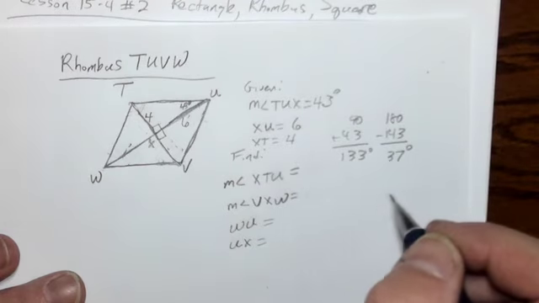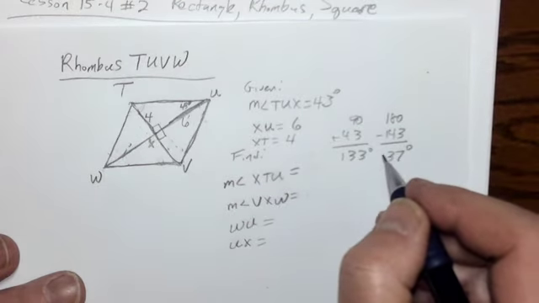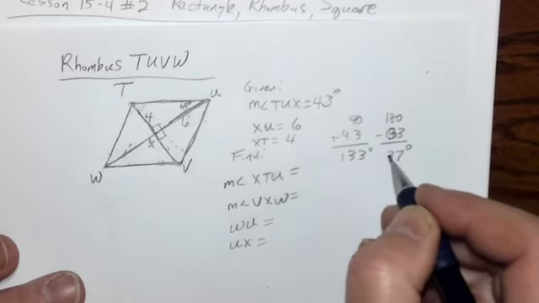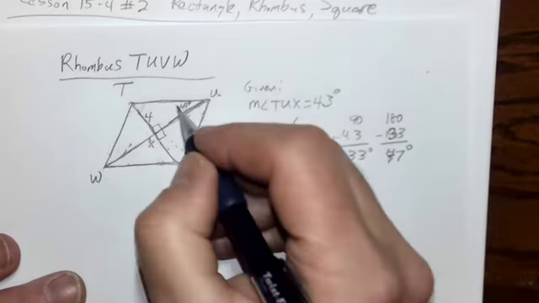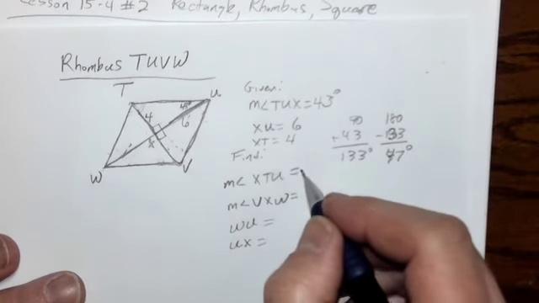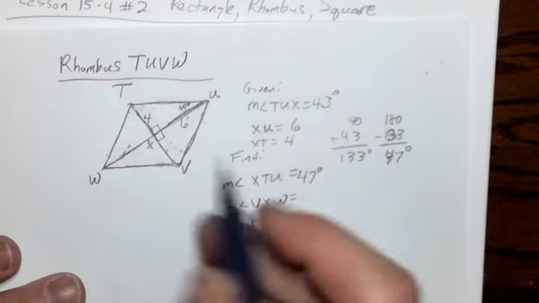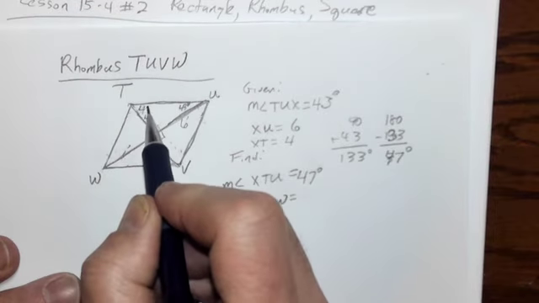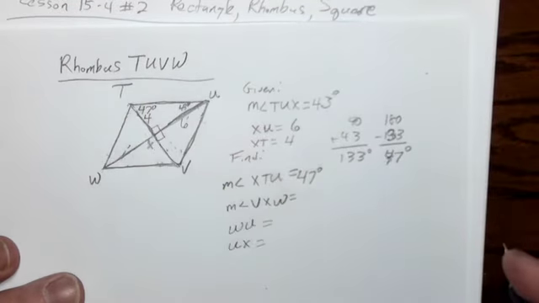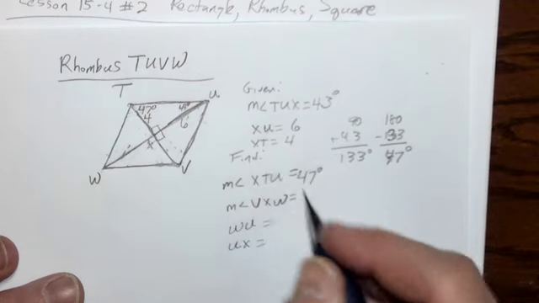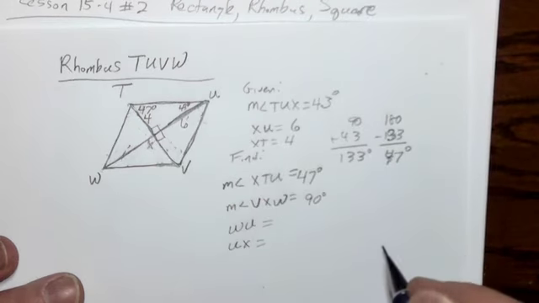Excuse me, 133, not 143. What am I doing? So that should be 47 degrees. Okay? Helps to go back and make sure you're doing it right. 47 degrees. The measure of angle VXW. Well, that's a right angle, so that's 90 degrees.